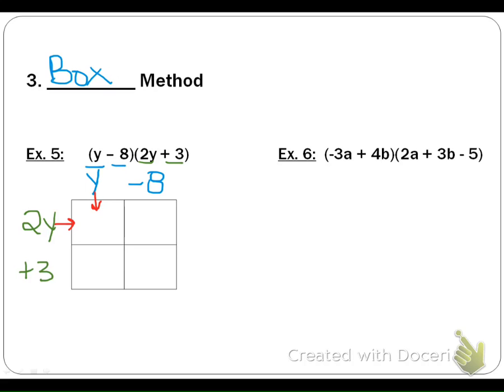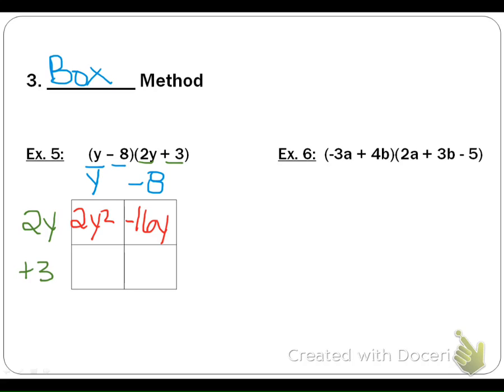So 2y times y is equal to 2y squared. Then you're going to be multiplying that first row times the second column. So 2y times -8 is equal to -16y. Keep it inside the box. The box is to help you stay neat, so try to write neat and stay neat inside that box.